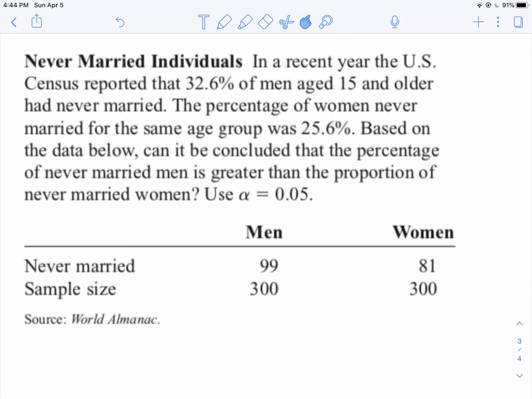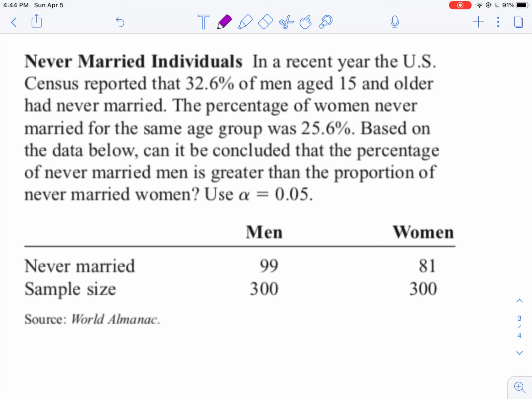All right, we're going to be trying another one of these two sample hypothesis tests based on proportions. This one's going to be dealing with never married individuals. In a recent year, the U.S. Census reported that 32.6% of men aged 15 or older had never married. The percentage of women that had never married for the same age group was 25.6.